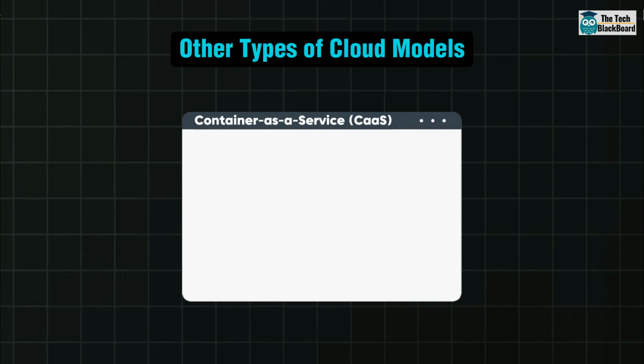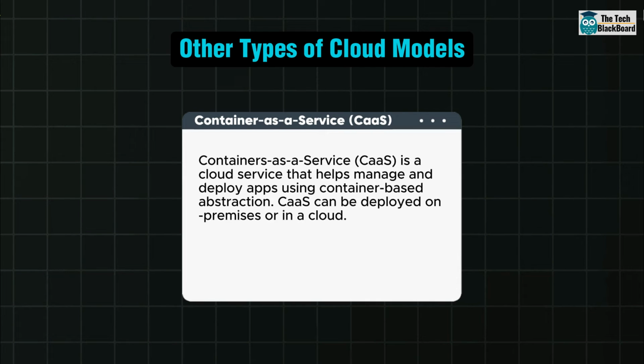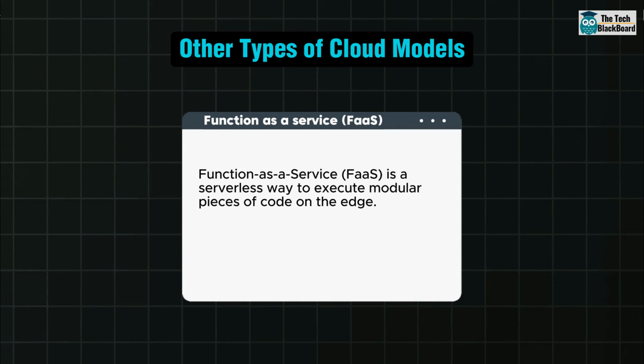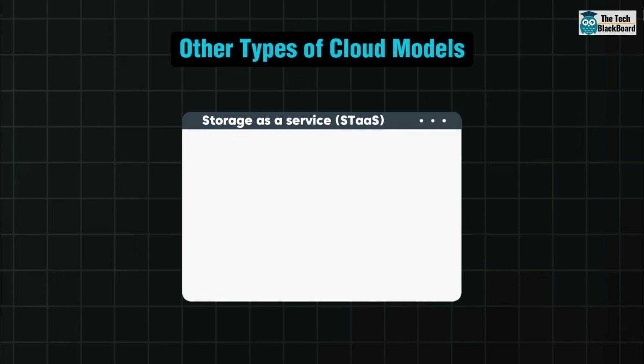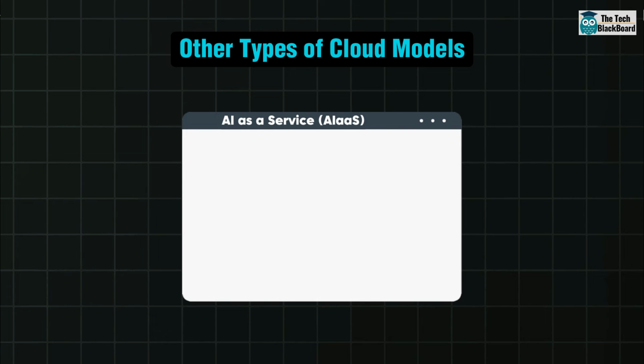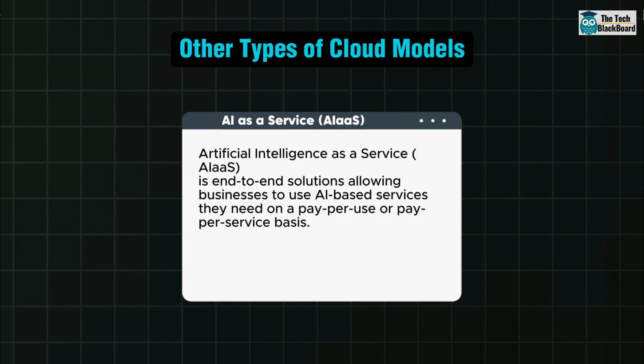Moving on, here comes container as a service or CaaS. CaaS is a cloud service that helps manage and deploy apps using container-based abstraction. And please note that CaaS can be deployed on premises or in a cloud. And then we have the very interesting function as a service or FaaS, which is a serverless way to execute modular pieces of code on the edge. Next one is storage as a service or STaaS. Storage as a service is a business model in which a company leases or rents its storage infrastructure to another company or individuals to store data. And then we have artificial intelligence as a service, which is an end-to-end solution allowing businesses to use AI-based services they need on a pay-per-use or pay-per-service model.